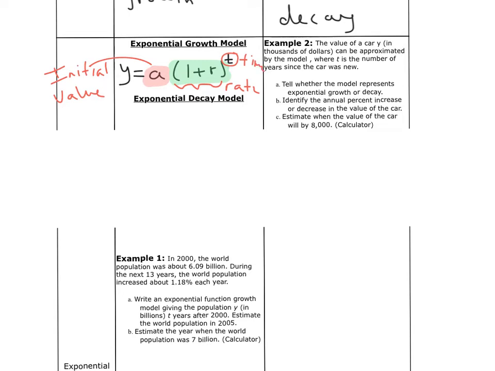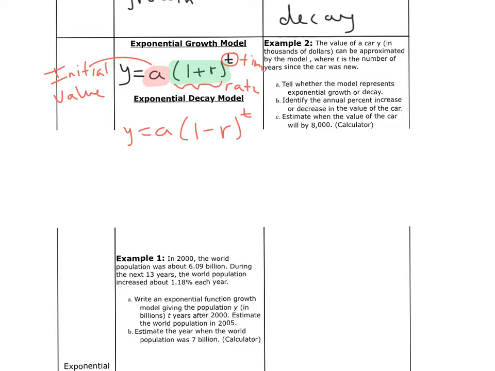Now, the exponential decay model is very similar, okay? In fact, it's almost identical, but one subtle difference. Y equals a, and then 1 minus r raised to the t. Now you might be wondering, well, what's the difference between the plus and the minus? Well, guys, remember what I said. I wrote those inequalities for a reason.